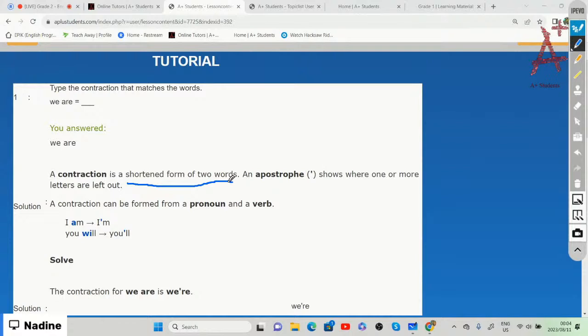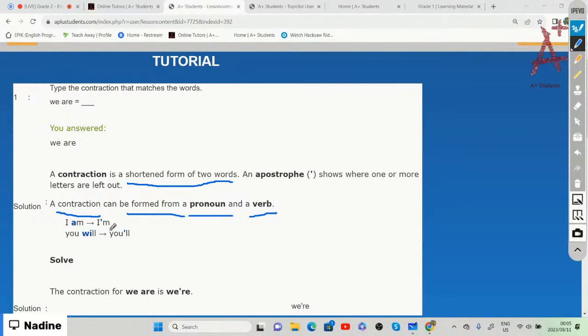And a contraction can be formed from a pronoun, or a contraction can be formed from a verb.